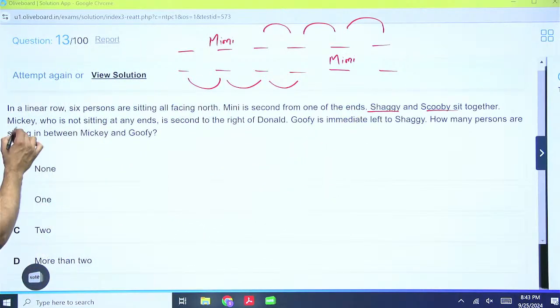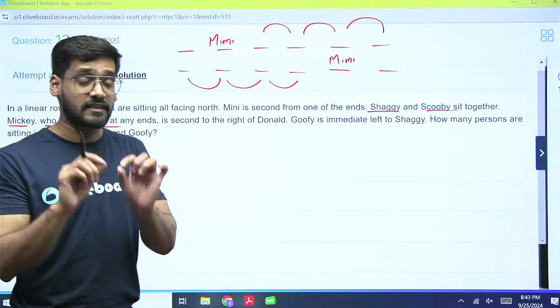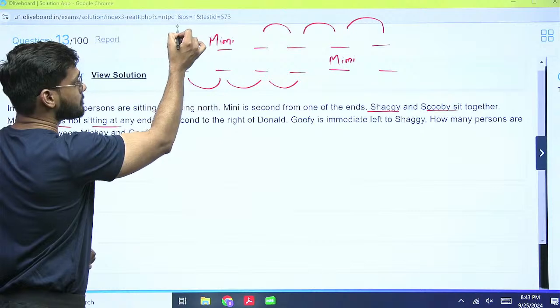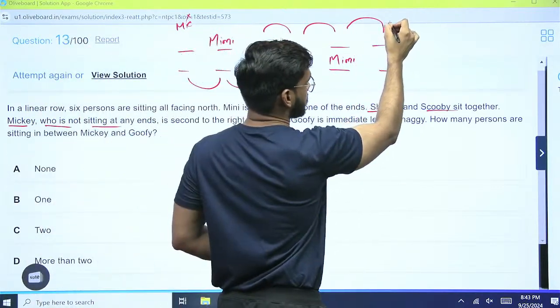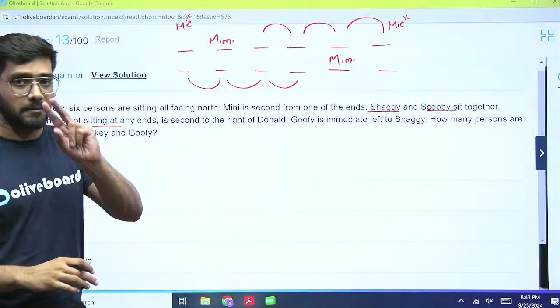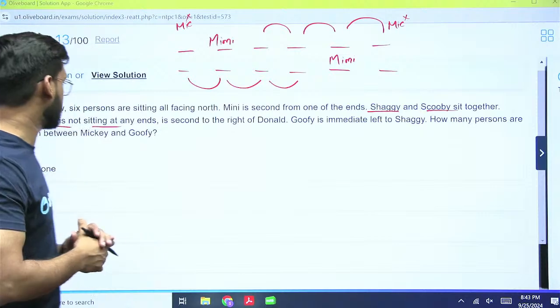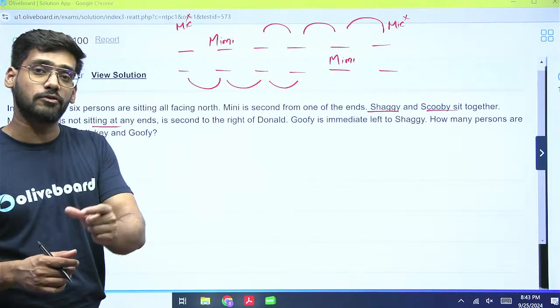What is it saying? Mickey is not sitting at any of the ends. So Mickey will not come over here. Mickey will not come at this end, and will not come at this end as well. Mickey will not come at any of the ends, but Mickey will come at either of these three places, 1, 2 or 3. Mickey is sitting second to the right of Donald.